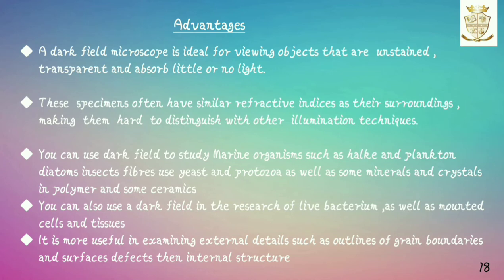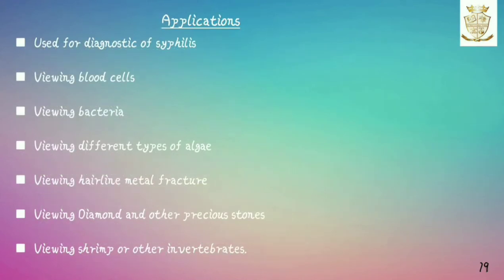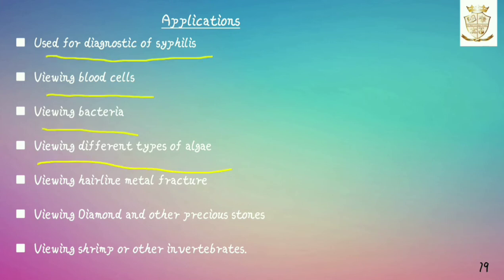It is more useful in examining external details such as outlines of grains, boundaries and surface defects than internal structures. Then the major applications of dark field microscopy are the diagnosis of syphilis and viewing blood cells, and also viewing bacteria, different types of algae, hairline metal fractures, diamonds and other precious stones, and shrimp or other invertebrates.